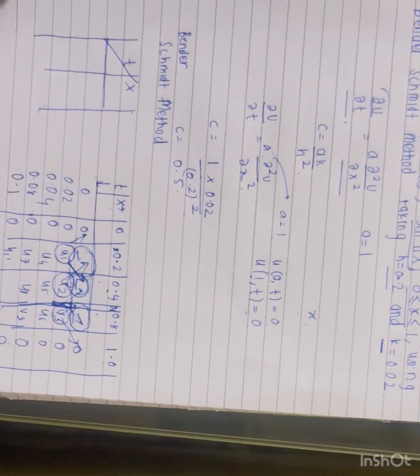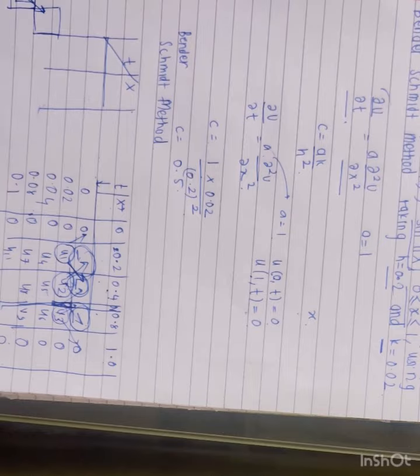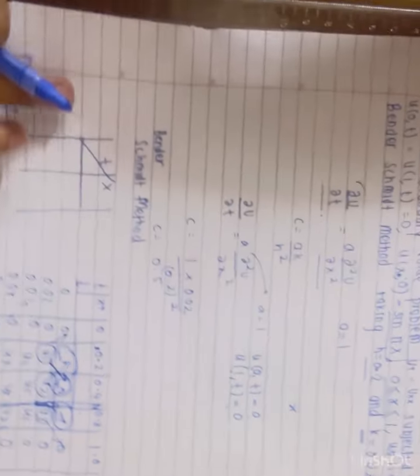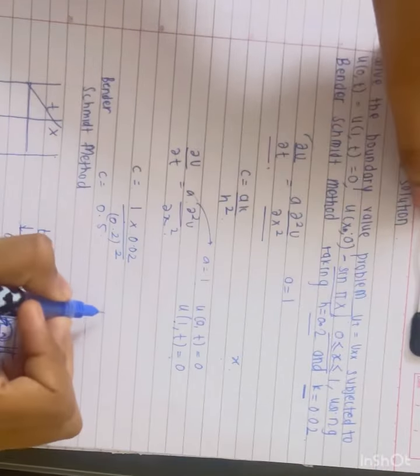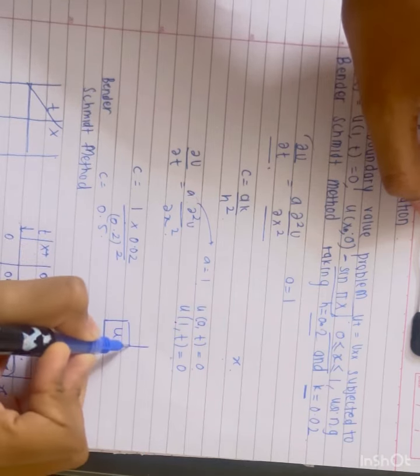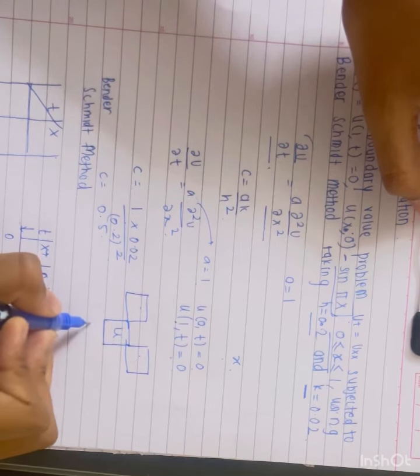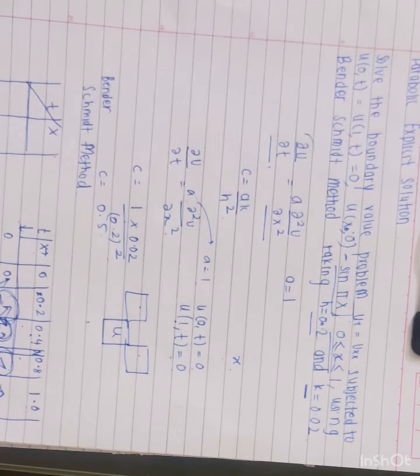So it's like, if this is one cell and you want to find out its value, you just add this and this and divide the entire thing by 2. That is what I was telling: if you want to find this value, you add this value and this value and divide it by 2. That is how you get the values.